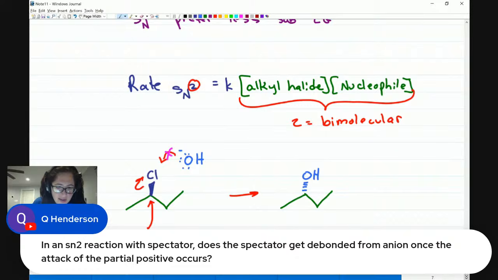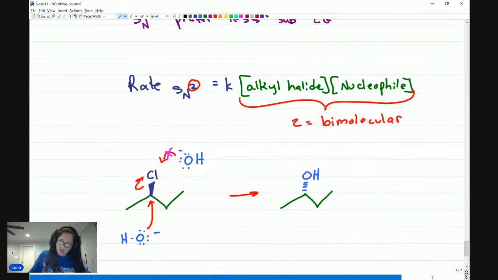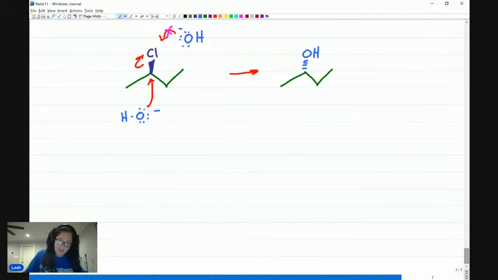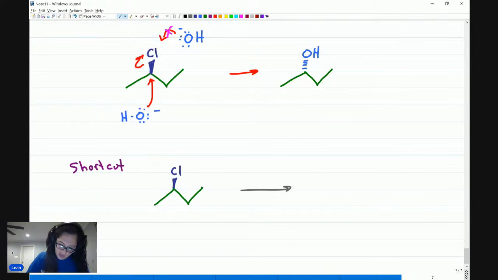Question. In an SN2 reaction with spectator, does the spectator get debonded from anion? Okay, that is actually a very, very good question. So let me talk about the spectator in the same explanation as showing you the shortcut for an SN2. Shortcut in the comments if you want to see a shortcut. I didn't call the SN1 shortcut, but I hope you assumed and recognized what it was. If I am given a reaction where I have, let's do the same one so we can use what we already know. And then let's go with the question that just came in.